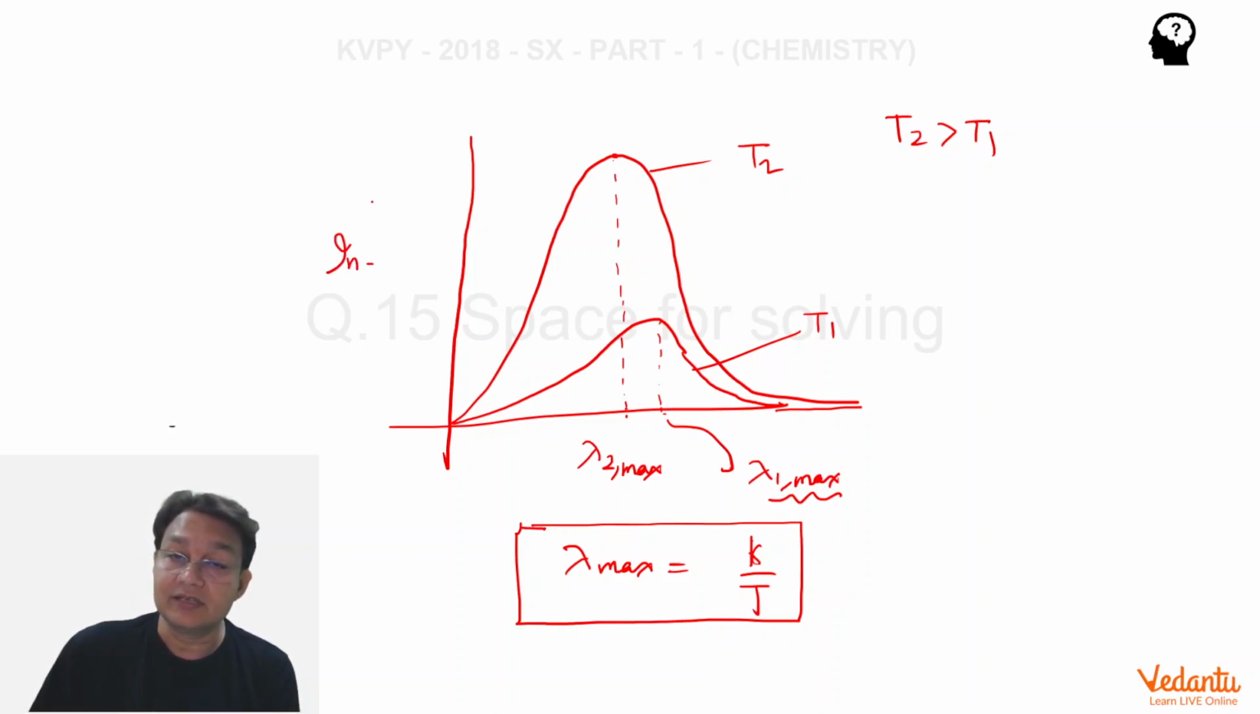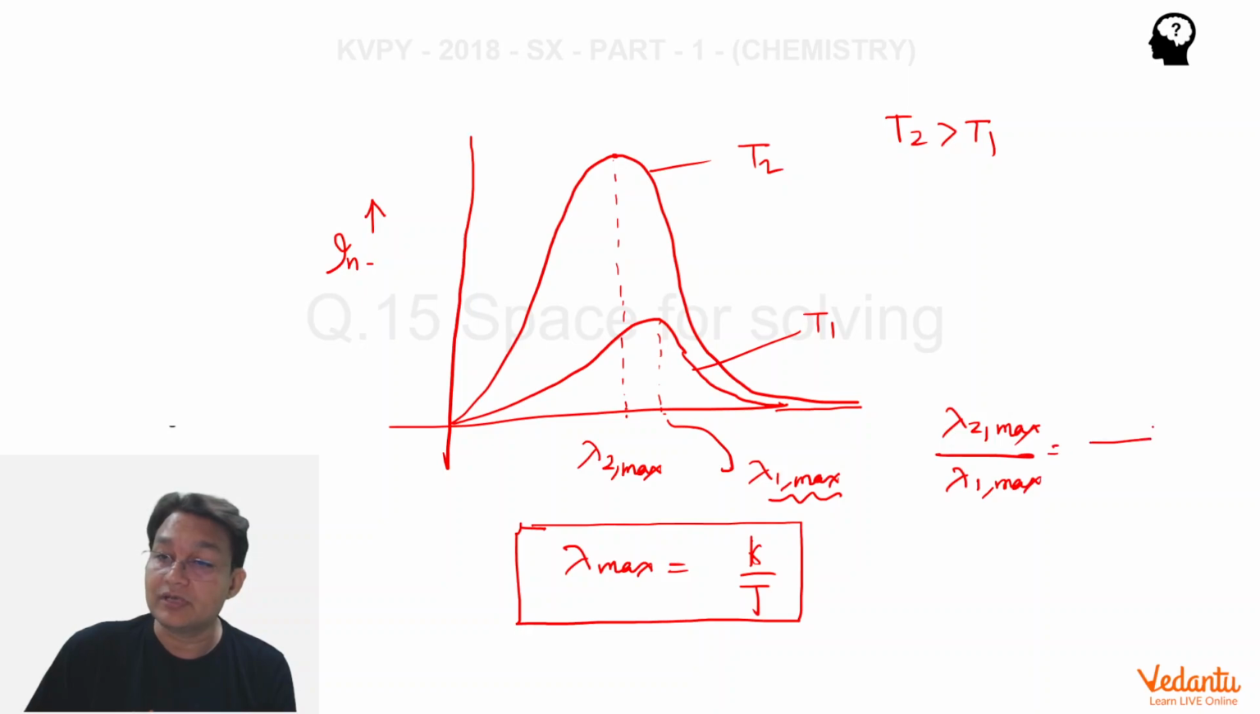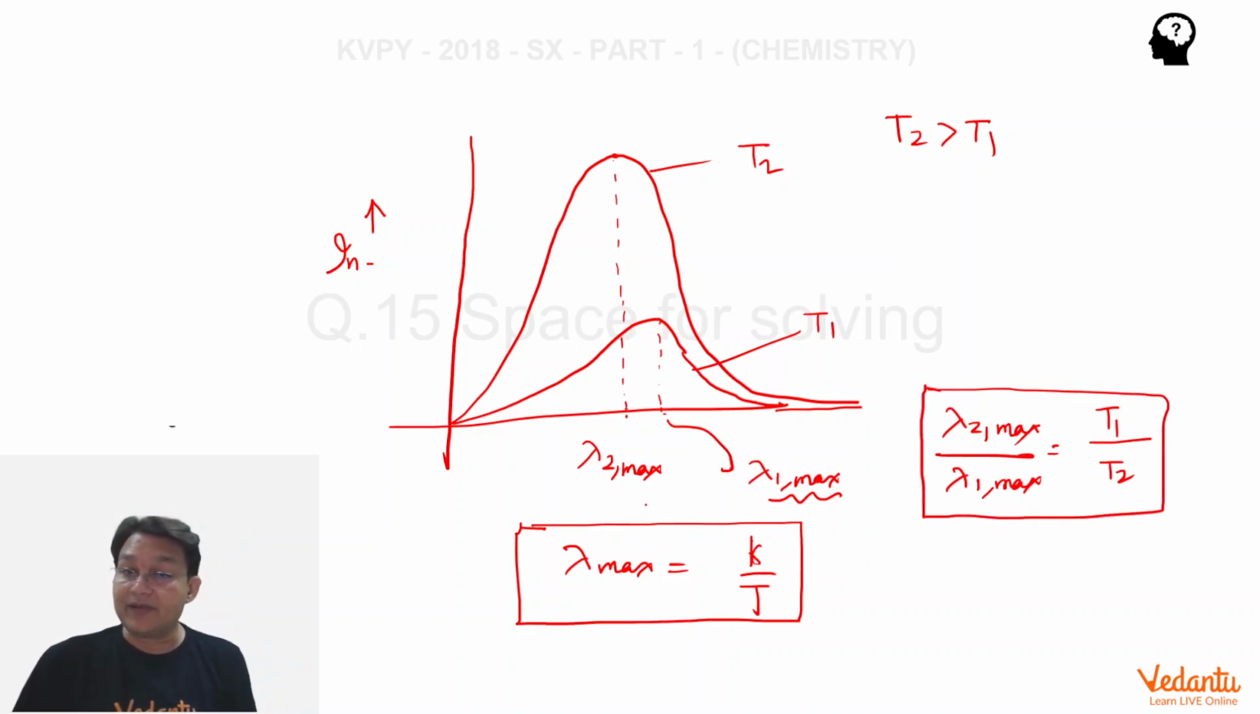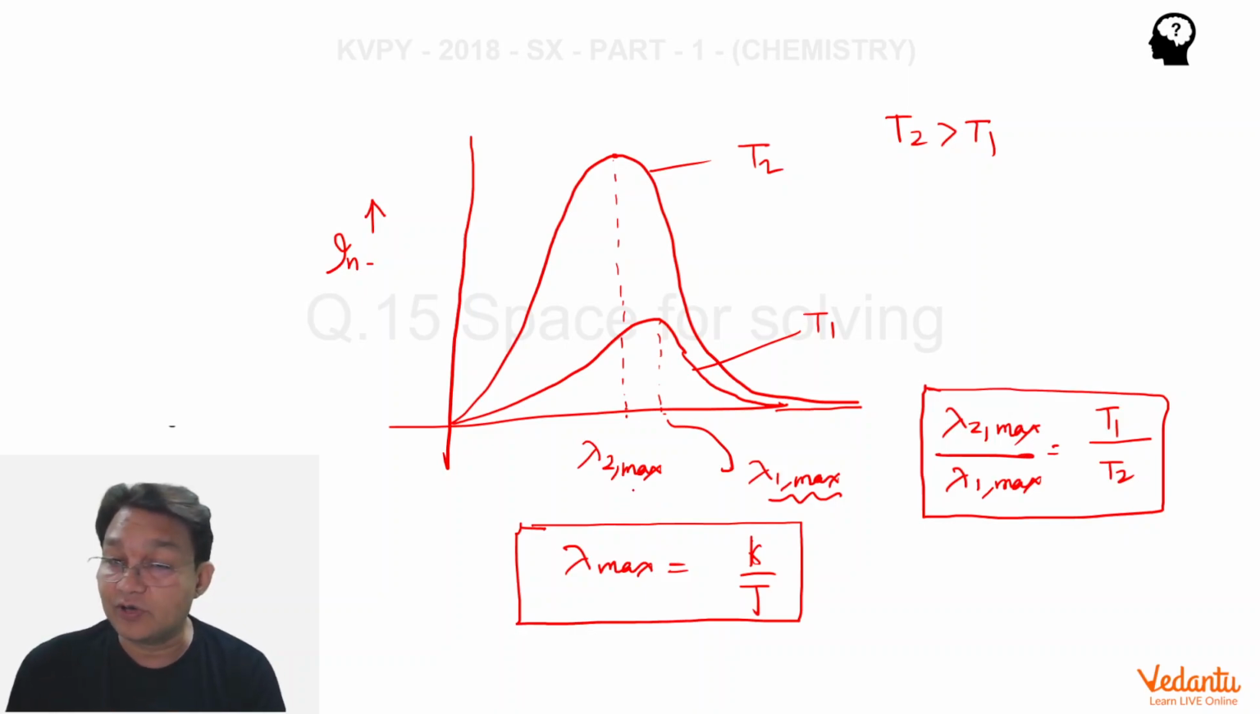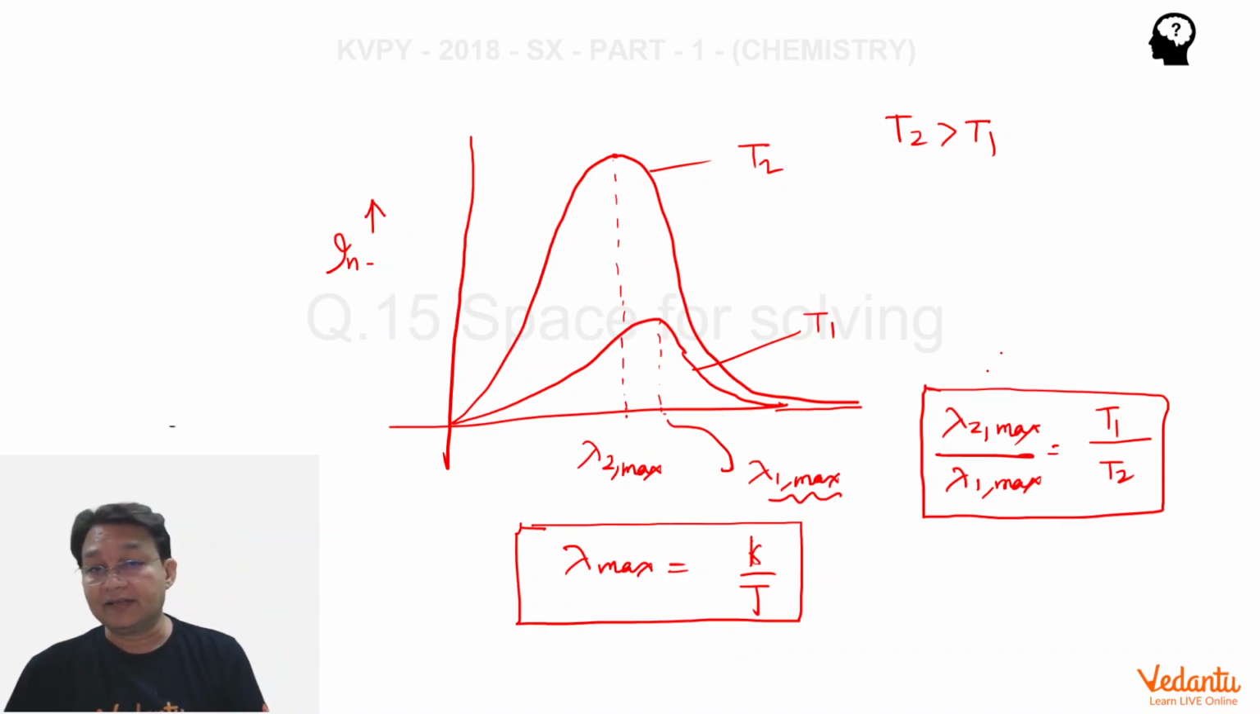There is intensity on the y-axis. As you can see, as the temperature is increasing, lambda 2 max is less than lambda 1 max, and in fact the ratio is equal to T1 by T2. That relation will hold. That's a law which was justified by Mr. Planck, and he has given a theory, Planck's quantum theory, to justify this. It is also very interesting to know that this justification could not come from the wave theory of light. The justification came from the quantum theory of light.